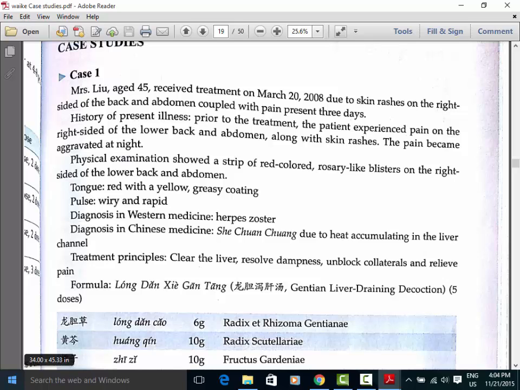The examination, this is key, showed a strip of red-colored, rosary-like blisters on the right side of the lower back and abdomen. So it's indicating this line, which is the following of a nerve, right? The tongue is red with a yellow greasy coating. The pulse is wiry and rapid. Imagine that's all that you're given. That's what you're given.